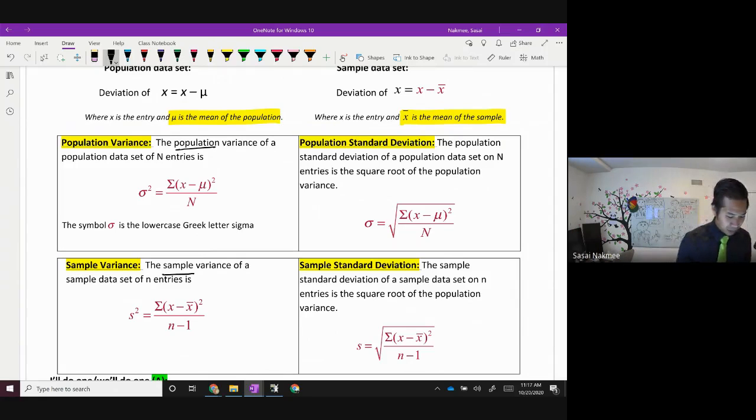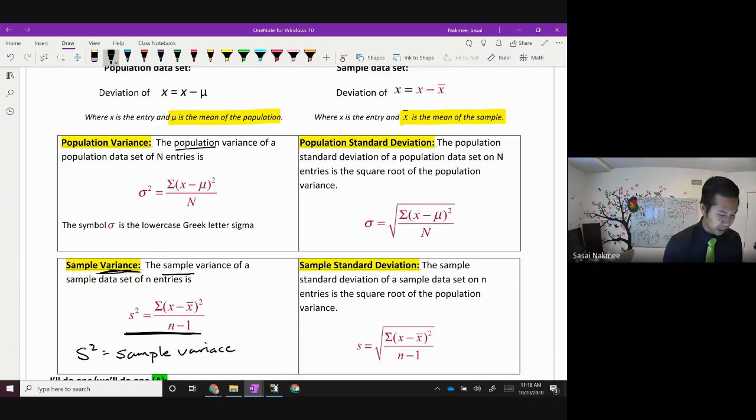If you're dealing with a sample, we use the letter S for the variance, the sample variance. S squared represents the sample variance. And with that, that gives you this equation right here, right? This little O with a line is called sigma. So this sigma squared represents your population variance. You guys see the difference there?